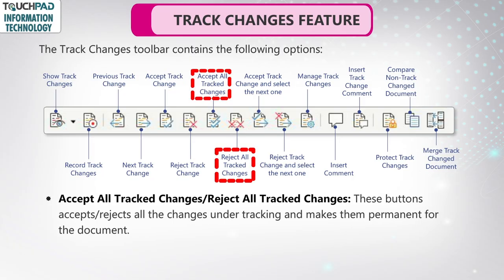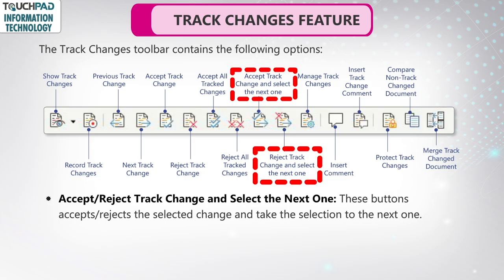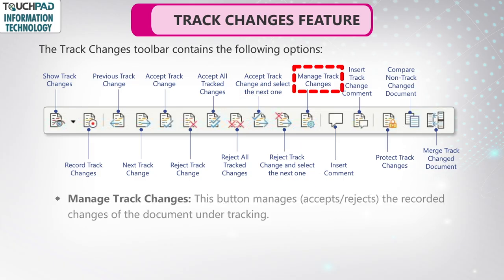Accept all tracked changes or reject all tracked changes. These buttons accept or reject all the changes under tracking and make them permanent for the document. Accept or reject track change and select the next one. These buttons accept or reject the selected change and take the selection to the next one.